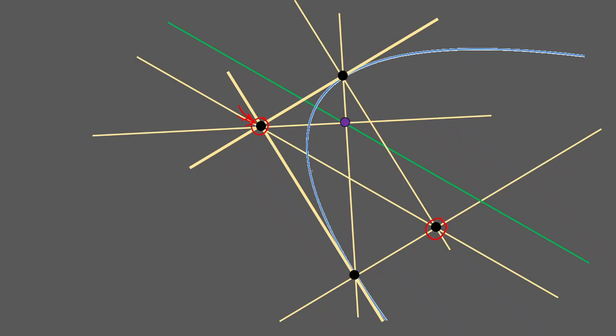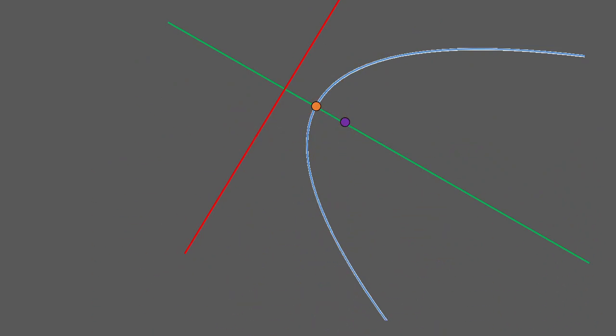Once you figure this out, this point is very important. This point is on the directrix also, and the directrix is perpendicular to the axis. So that's why you will have the directrix like this, and obviously the vertex will be here. So this is the algorithm.